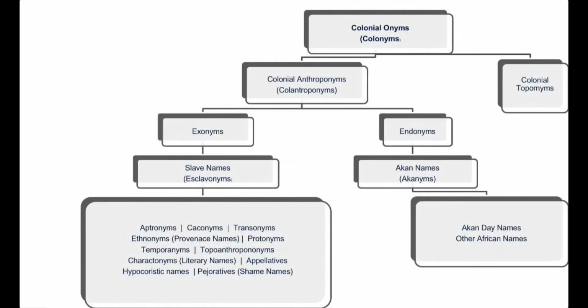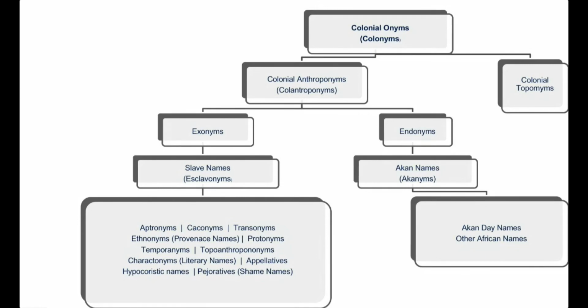So we're looking at the names and we can derive taxonomies of slave names. And these are my own neologisms that I have introduced for the ease of my research, to classify names. So colonial onyms, I call them colonyms, can be divided into colonial toponyms, which this research is not concerned with, and colonial anthroponyms, which I call colanthroponyms. And colanthroponyms have exonyms, which are the slave names, or exclavonyms, and endonyms, which are the Akan names.